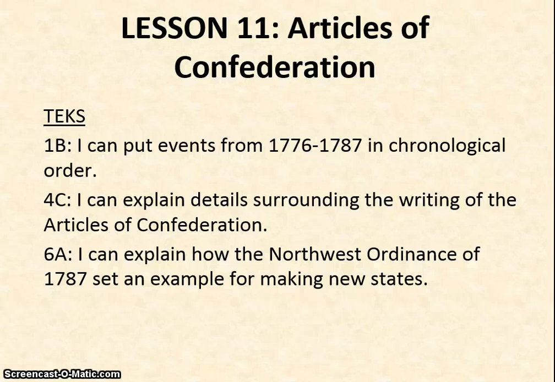So our TEEKs: we can put events from 1776 to 1787 in chronological order, we can explain the details surrounding the writing of the Articles of Confederation, and we can explain how the Northwest Ordinance of 1787 set an example for new states.